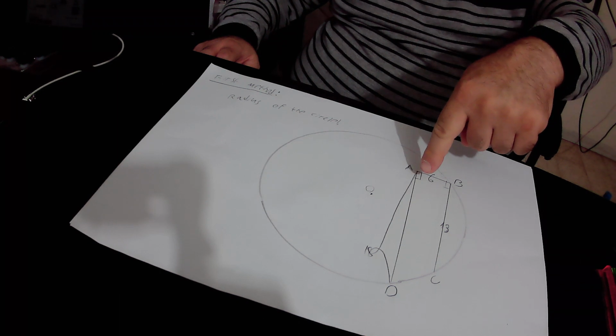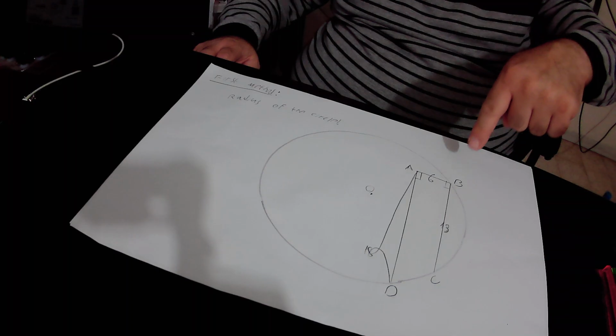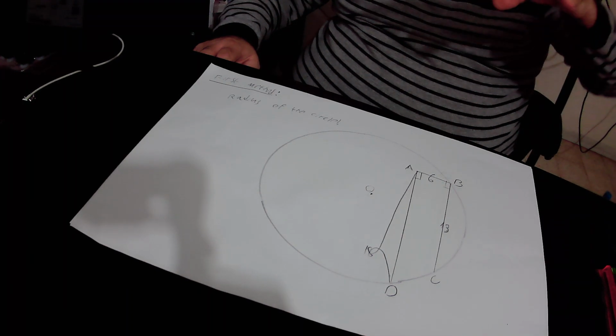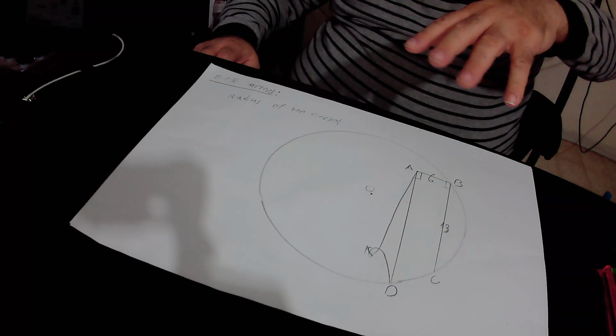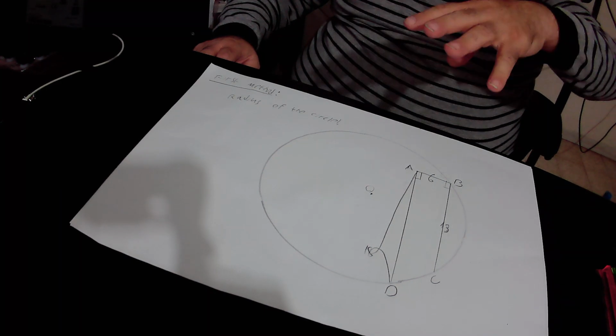This angle BAD equals 90 degrees. This angle ABC equals 90 degrees. And our mission is to find out the radius of this circle. So we'll start with the first method.